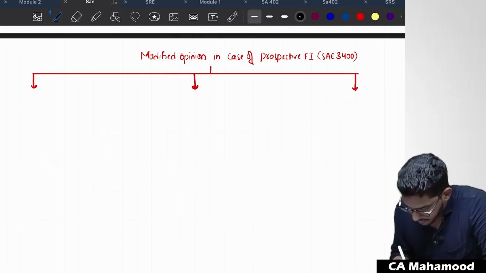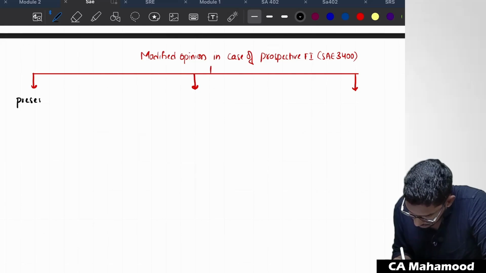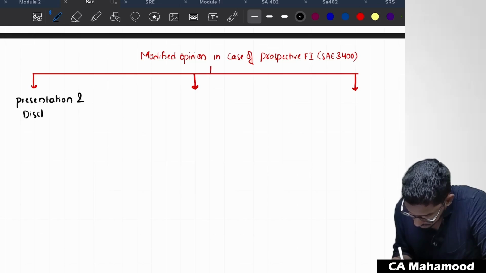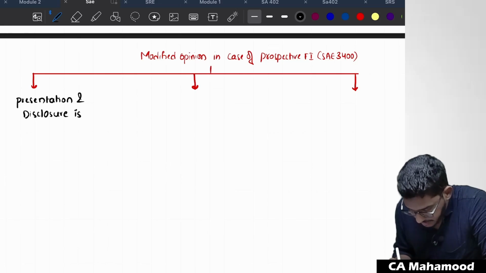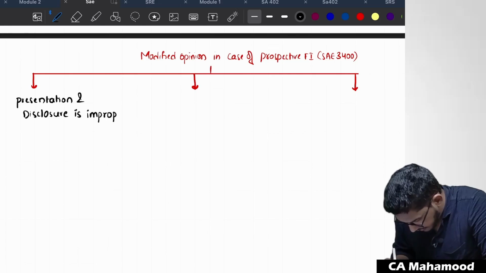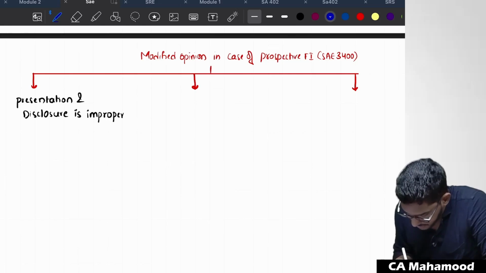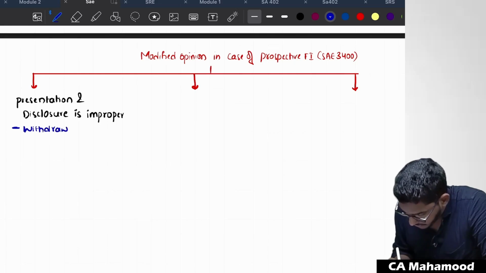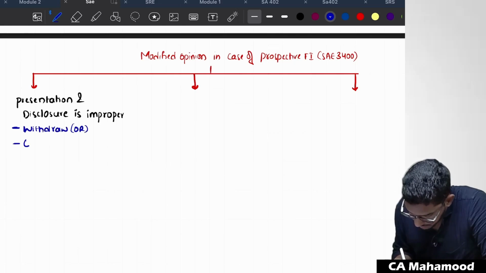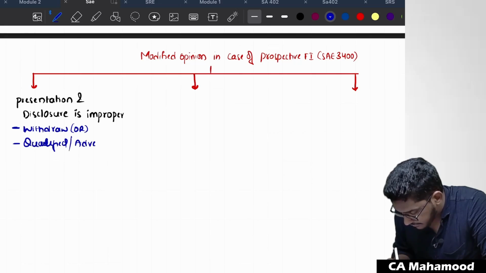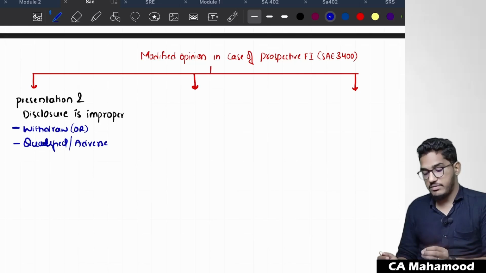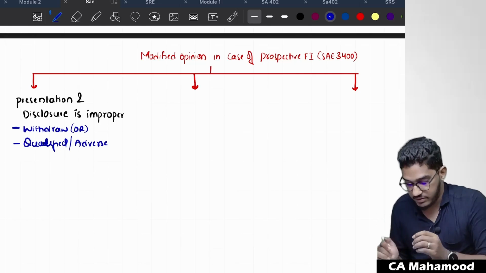Number one, presentation and disclosure is improper. Here the options are either withdraw, or you can give either qualified or adverse. The presentation and disclosure is not proper, but if the effect of that misstatement is only material but not pervasive, give qualified. If it is material and also pervasive, give adverse.